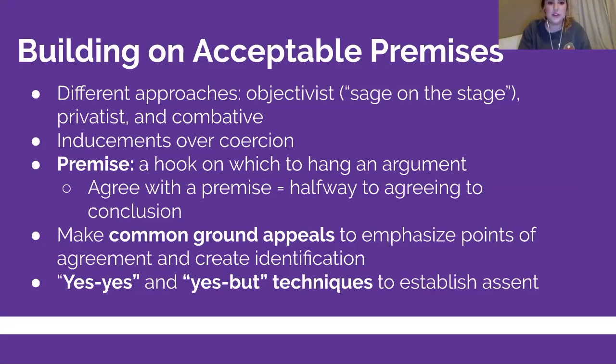The privatist approach expresses antipathy towards persuasion and doesn't offer support for the persuader's feelings. Combative approaches are ridiculing and more coercion than coactive persuasion. Despite all these approaches, coactive persuaders prefer inducements over coercion. They focus more on winning belief rather than winning the argument. A coactive persuader believes that if the persuadee agrees with the premise, then they are halfway to agreeing to the conclusion. These premise hooks and common ground appeals help create an identity with the audience, as well as assent by using yes, yes, and yes, but techniques.